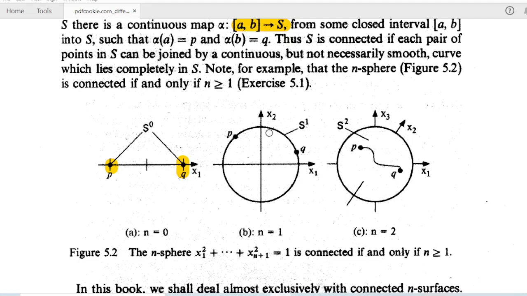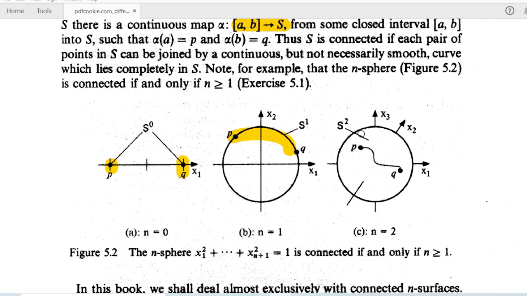Similarly, in the second case, we have S1. S1 means the one sphere, which is a circle. For a circle, any two points P and Q, we can connect by using a curve. We should have at least one curve connecting P and Q. Then we can get a curve like this. So this is an example of a connected set.